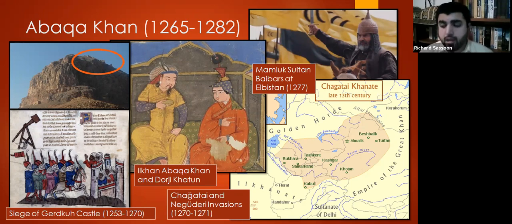In particular, Sultan Baybars crossed the Euphrates, right, that border in Syria between the Ilkhanate on the eastern bank and the Mamluk Sultanate on the western bank, and came into what's now modern Turkey, to the city of Elbistan. You can see it here.